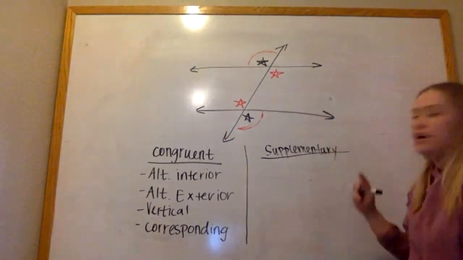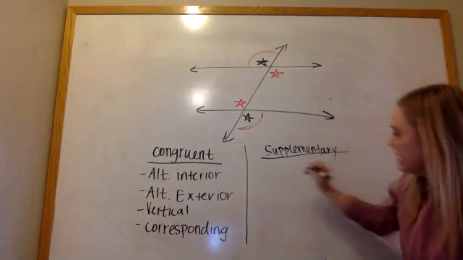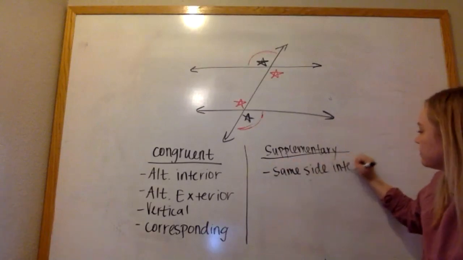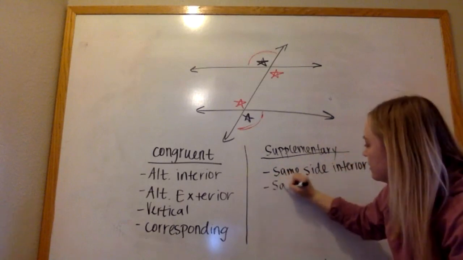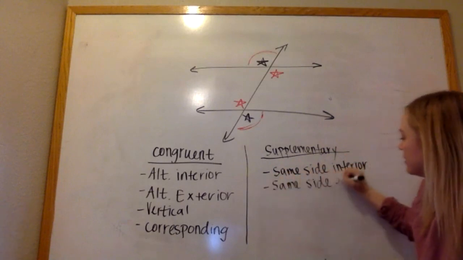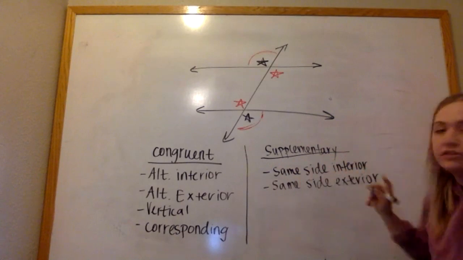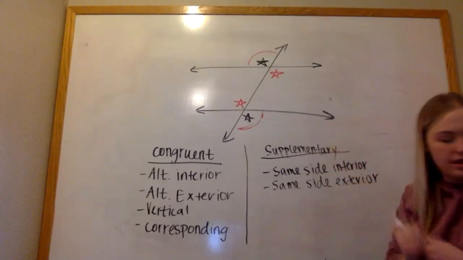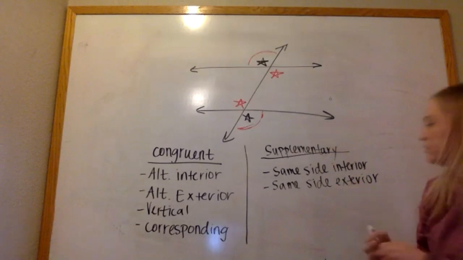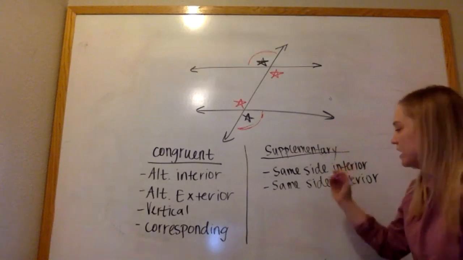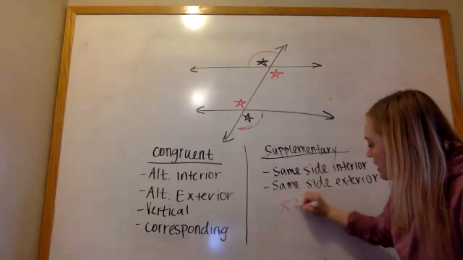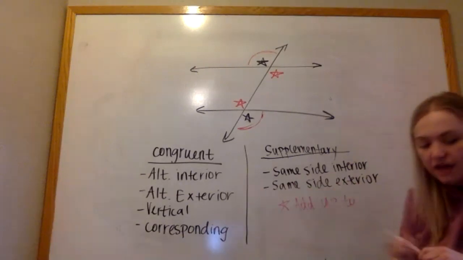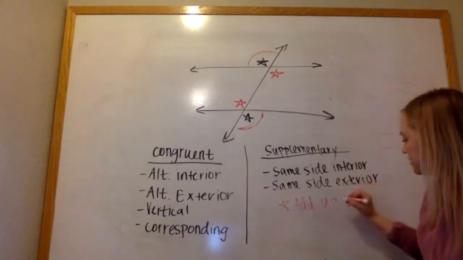All right, so supplementary angles are going to be same side interior and same side exterior. So those are the only two angle pairs that are going to be supplementary. And what that means, and I'm going to write this in a nice bright color, I'll write it in pink, these ones are going to add up to 180 degrees.